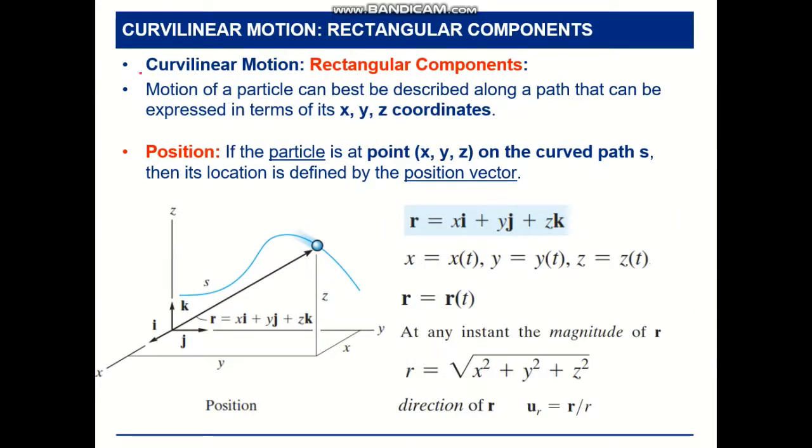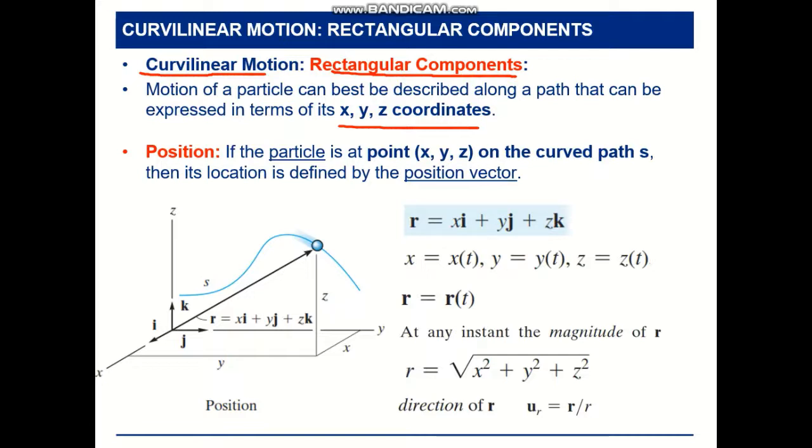Okay, let's define our curvilinear motion in rectangular components. After that, we will jump to the other coordinate systems. But the easiest one is the rectangular components, so let's start with that. We start here because sometimes we cannot define the curve with rectangular coordinates. Motion of a particle can best be described along a path that can be expressed in terms of x, y, z coordinates, with i, j, k as the unit vectors of x, y, z. First we need to define the position.